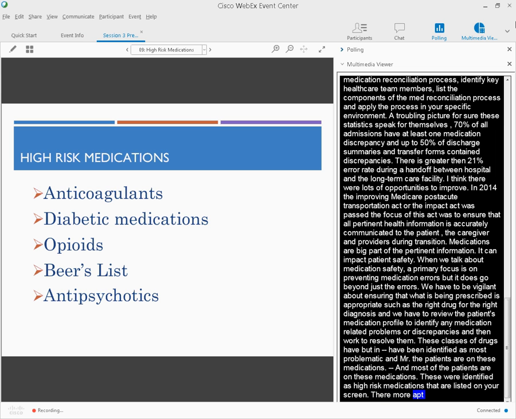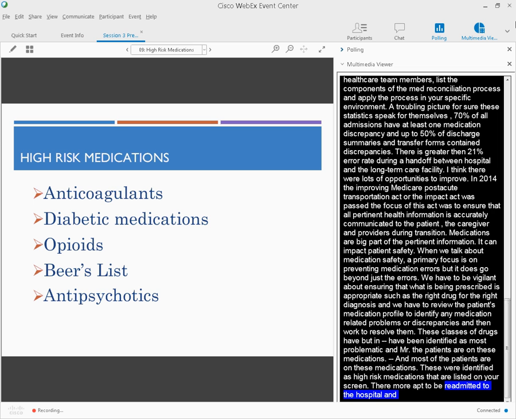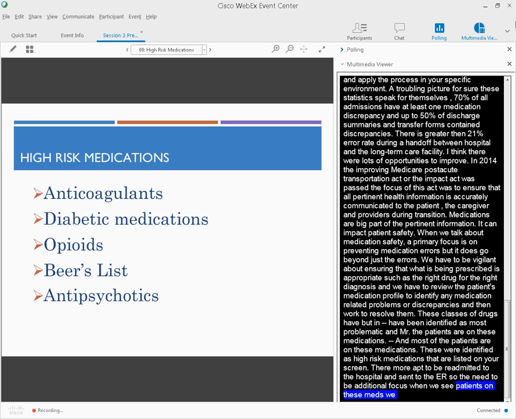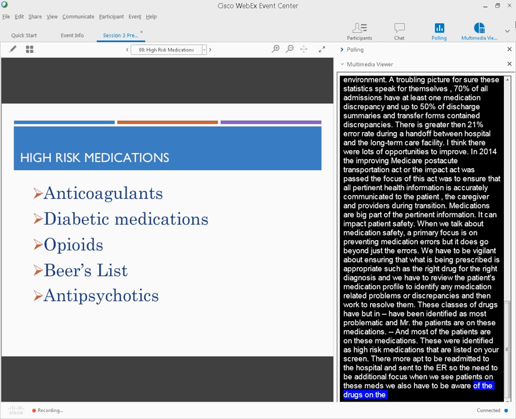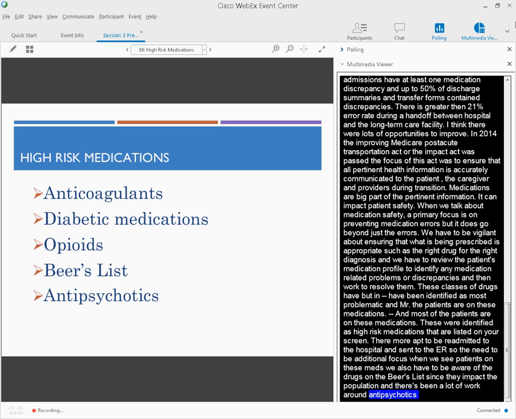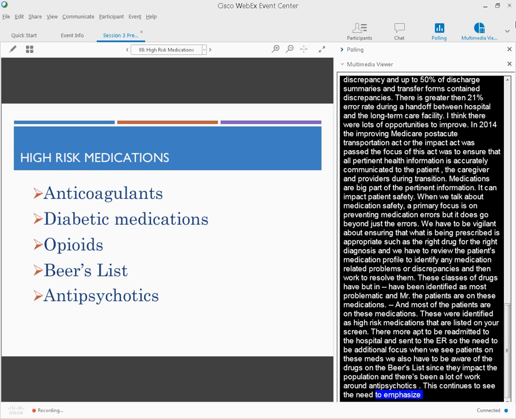We also have to be aware of the drugs on the DEARS list, since they certainly impact your patient population. And there's been a lot of work around antipsychotics and gradual dose reduction. This continues to emphasize the need to do a good evaluation when we're looking at patients' medications.